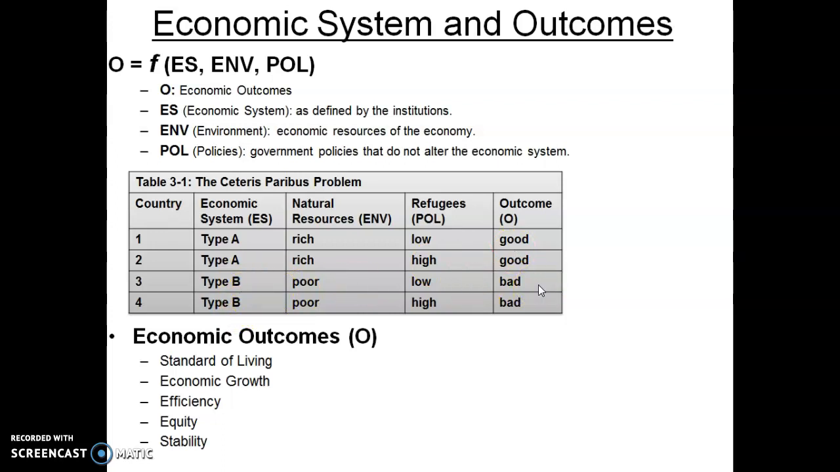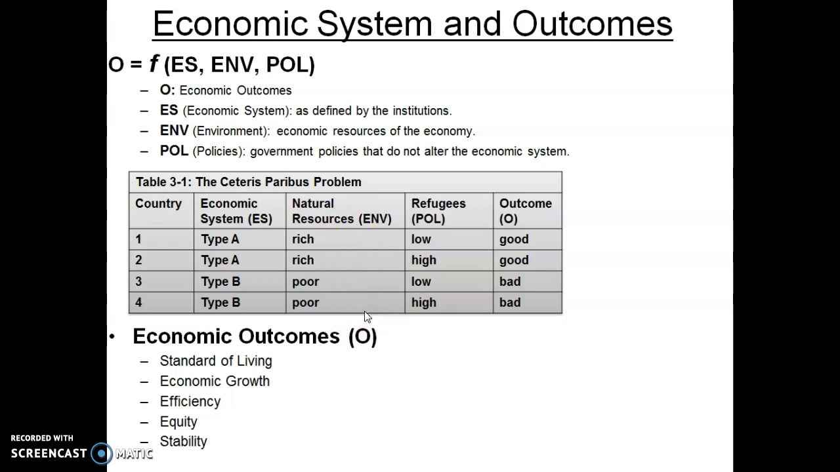But that would be a mistake, because you'll also note that economic system A, countries 1 and 2, have rich resources. And economic system B, countries 3 and 4, have poor resources. So it could actually be that it's the rich natural resources causing the good outcomes in the first two countries. And it's the poor natural resources causing the bad outcome in the other two countries. This creates the Ceteris Paribus problem. Ceteris Paribus means all else equal. So if there's a problem, all else is not equal. By trying to connect the economic system to good outcomes and the economic system to bad outcomes, we have a lack of control holding equal natural resources.